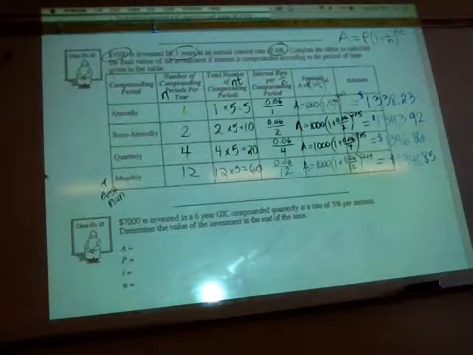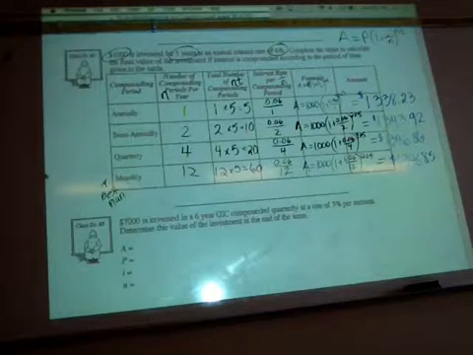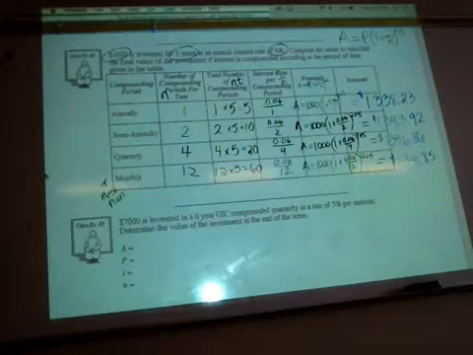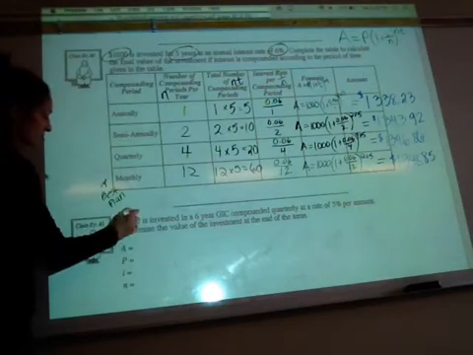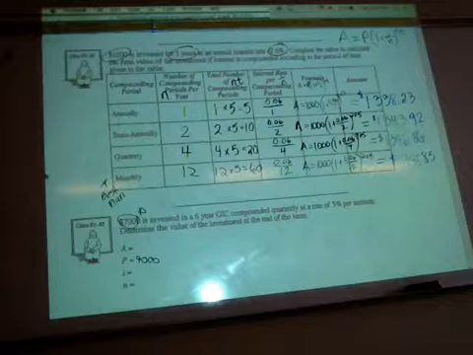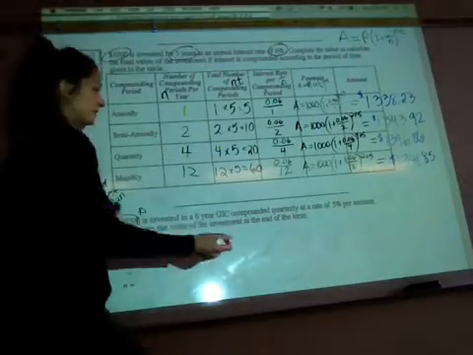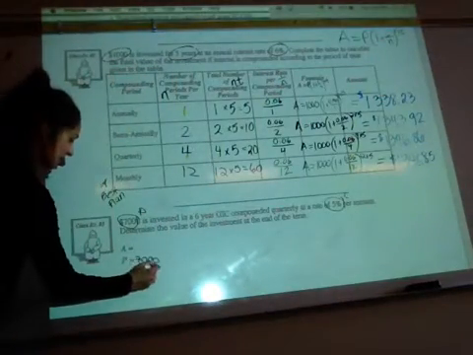So keeping with the formula where we're solving for our amount, let's just try this investment. We have a $7,000 investment, and we're investing in a 6-year GIC compounded quarterly at a rate of 5% per annum. We have to find the value of the investment at the end of the term. Okay, so the $7,000, that's our P. That's the principal amount on our investment, or the initial amount. Okay, the 5%, that's going to be our interest rate. So 0.05.